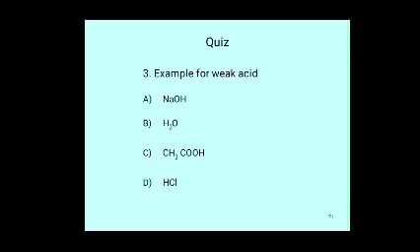Here the weak acid is acetic acid, that is C. Example for weak acid: A, NaOH; B, H2O; C, CH3COOH; D, HCl. So the answer is C, acetic acid.